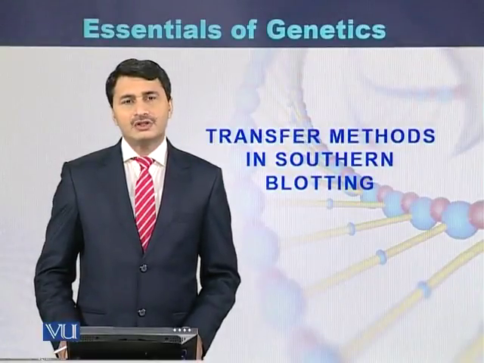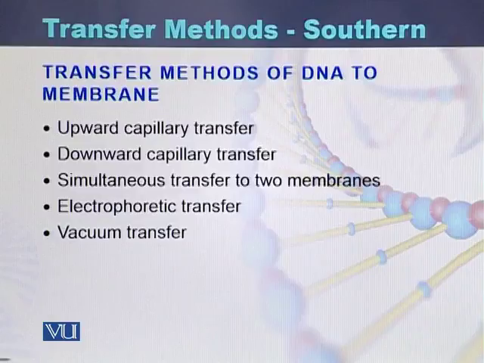Transfer methods in Southern blotting. There are different types of transfer methods of DNA to the membrane. The most common transfer methods are upward capillary transfer, downward capillary transfer, simultaneous transfer to two membranes, electrophoretic transfer, and vacuum transfer. So these are some of the common transfer methods by which DNA is transferred from gel to the membranes.